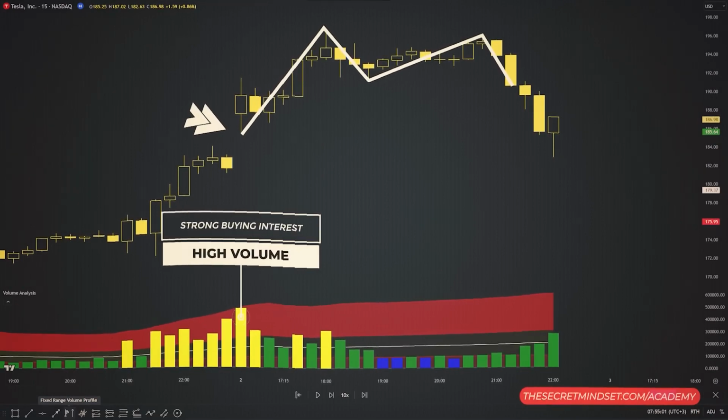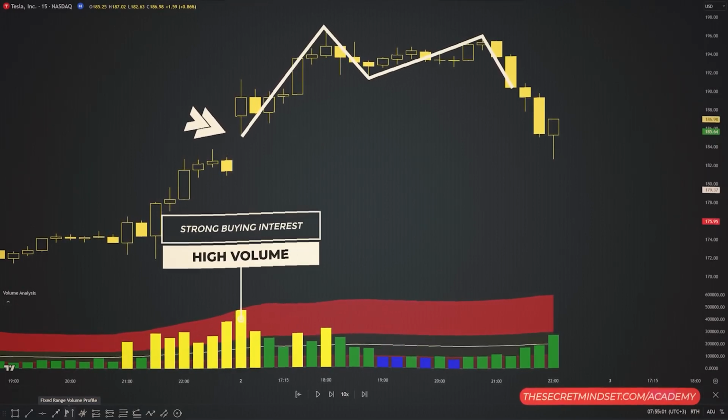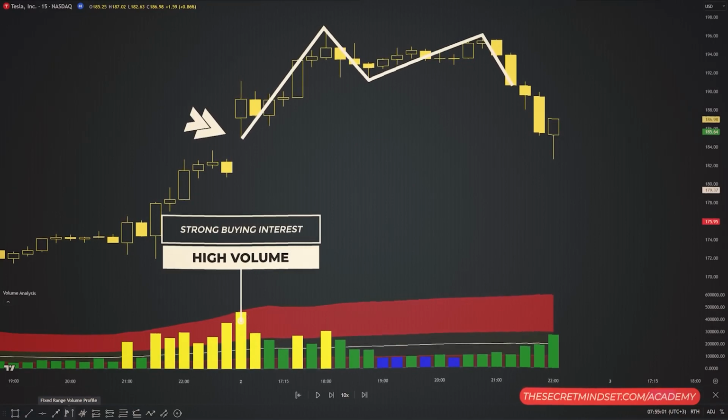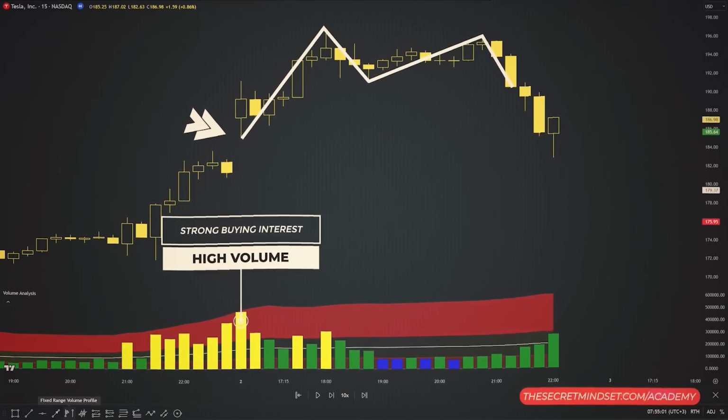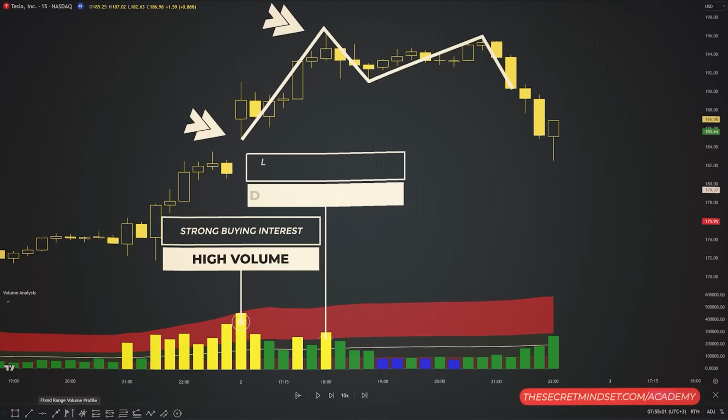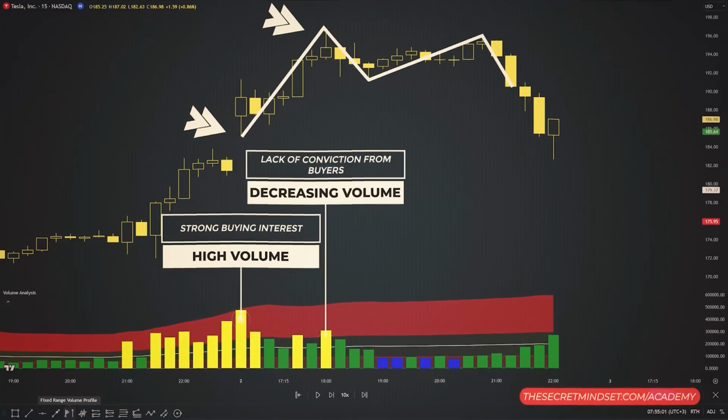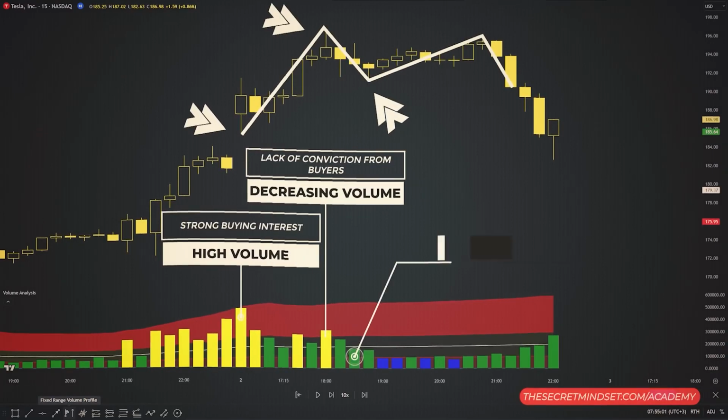If the volume is high, it suggests strong buying interest. At this point, you don't know if a double top is forming. It's just a simple break of structure pattern. However, if the volume is low, it could indicate a lack of conviction from buyers.